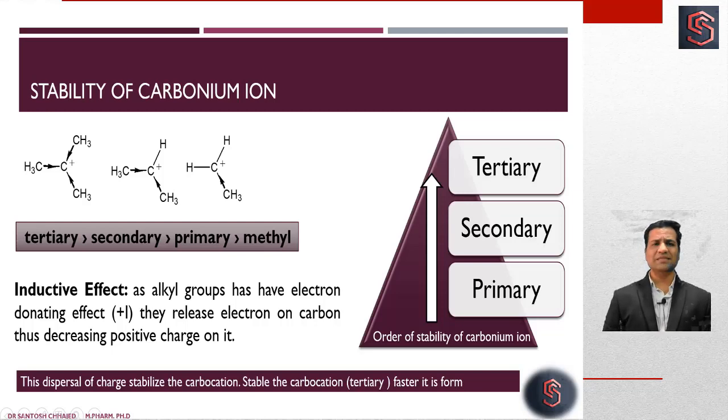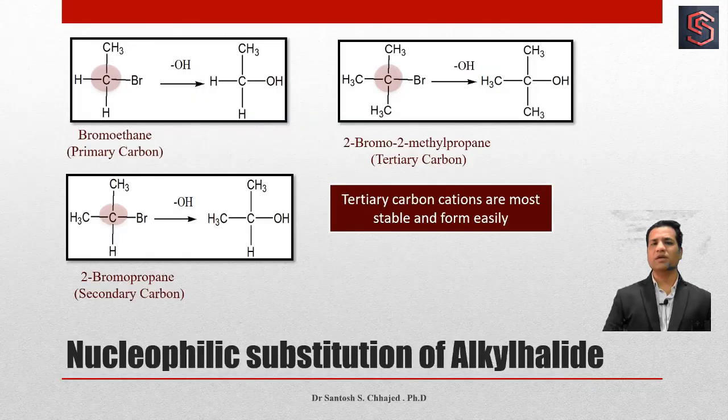You can easily see that because of the inductive effect of 3 methyl groups, there is dispersal of positive charge on the carbocation and that stabilizes the carbocation. Because of the plus I effect of the alkyl groups present, tertiary carbocations are more stable, and the more stable the carbocation, the faster it will form. This is what happens in the case of a tertiary alkyl halide. So when you take a tertiary alkyl halide for the nucleophilic substitution reaction, it takes two different steps.